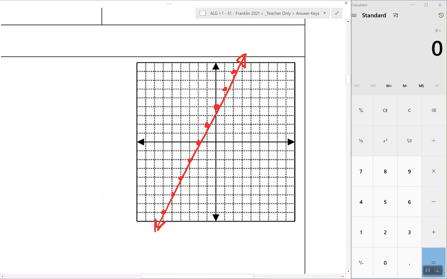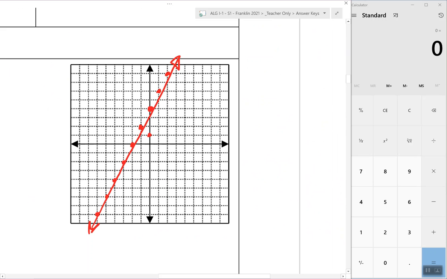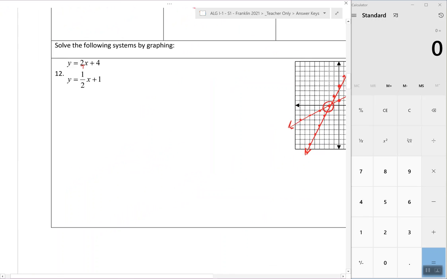or close enough. The next one is 1/2 x plus 1. So we'll start at 1. Slope is 1/2 or 1 over 2. So up 1, right 2, down 1, left 2, like that. And here's the point where they intersect. That's the solution to the system. It's -2, 0.